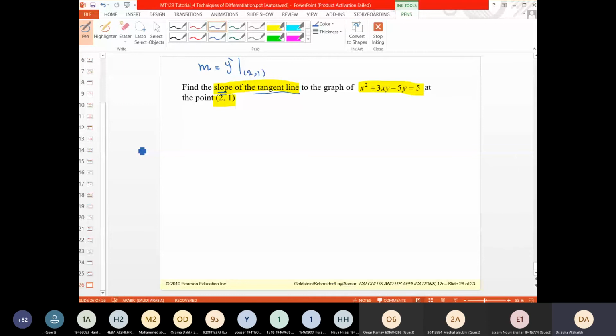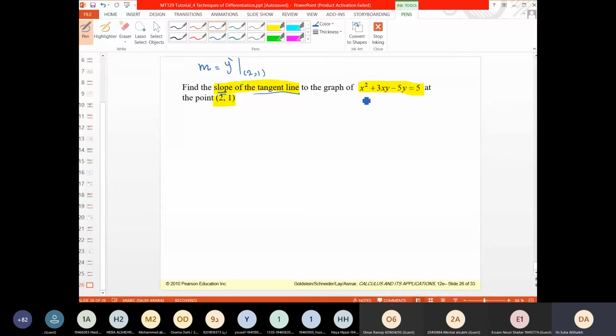In the first example, they told me explicitly to find the derivative at this point. Here, no, they said find me the slope of the tangent line at this point. It means the same thing. I have to find the derivative, and I have to substitute with the point (2, 1). This will be the slope of the tangent line.